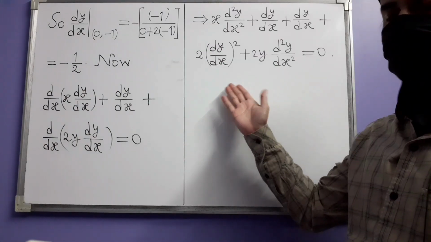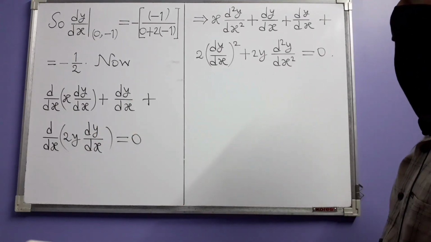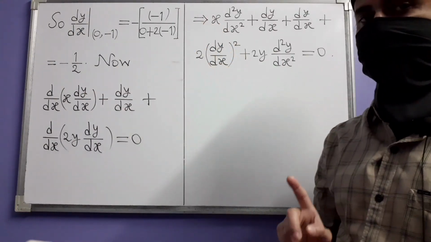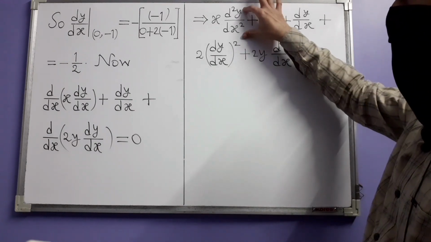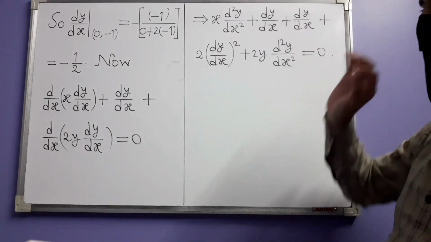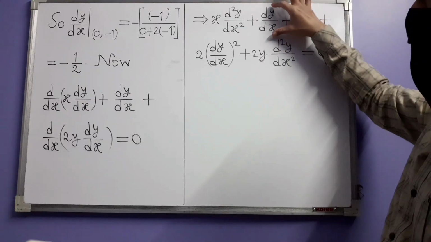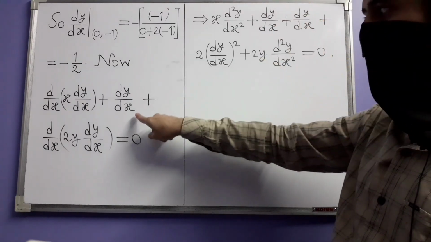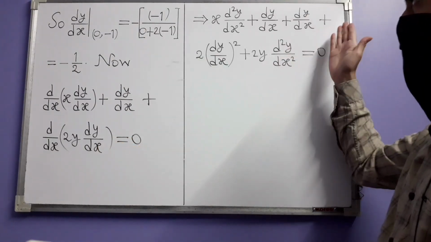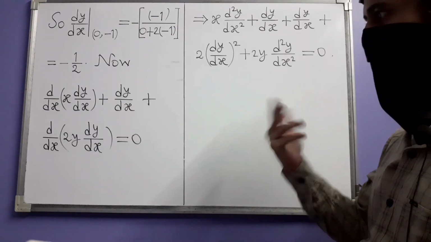Then in the next line we carefully calculate these two derivatives by the product rule. If you keep x as it is and differentiate dy/dx with respect to x, you get the second derivative, plus then you keep the first derivative dy/dx as it is and differentiate x, which gives you 1, so you get dy/dx, plus already there was 1 dy/dx. And then next comes this, plus, actually I should have done one more step, but I did it at once.